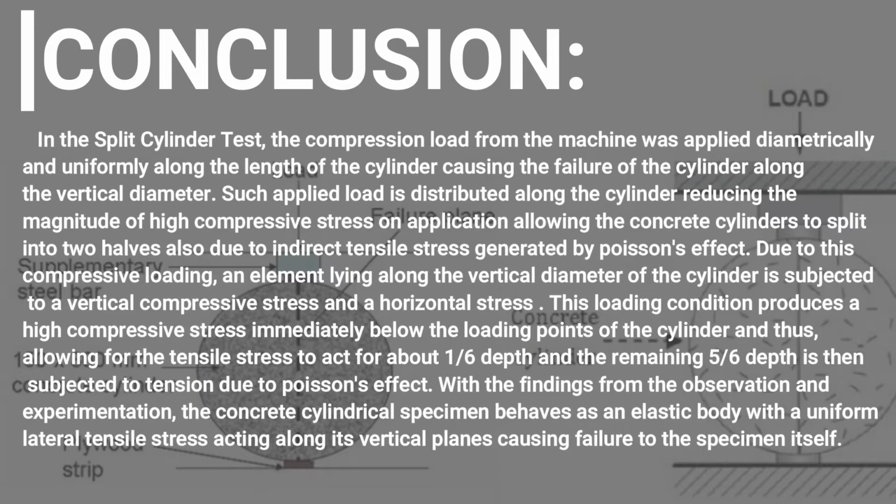Due to this compressive loading, an element lying along the vertical diameter of the cylinder is subjected to a vertical compressive stress and a horizontal stress. This loading condition produces a high compressive stress immediately below the loading points of the cylinder, and thus allowing for the tensile stress to act for about 1/6 depth, and the remaining 5/6 depth is then subjected to tension due to Poisson's effect. With the findings from the observation and experimentation, the concrete cylindrical specimen behaves as an elastic body with a uniform lateral tensile stress acting along its vertical planes, causing failure to the specimen itself.